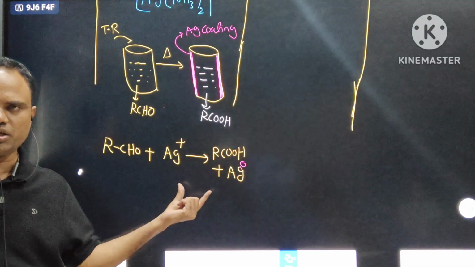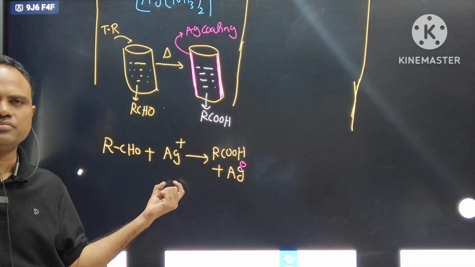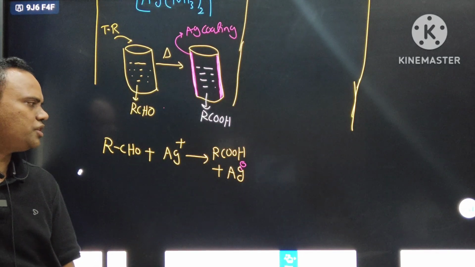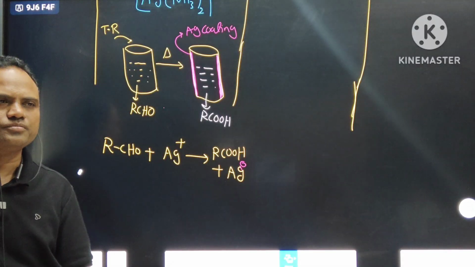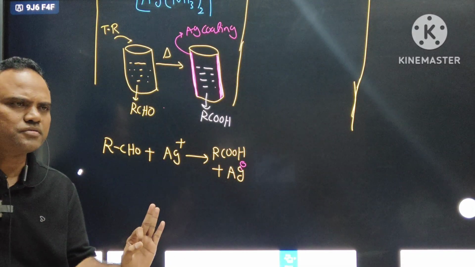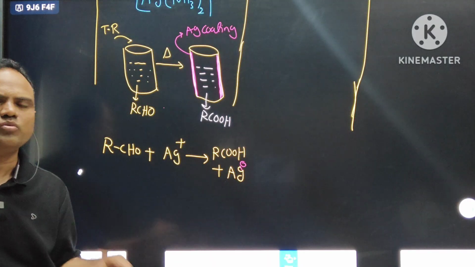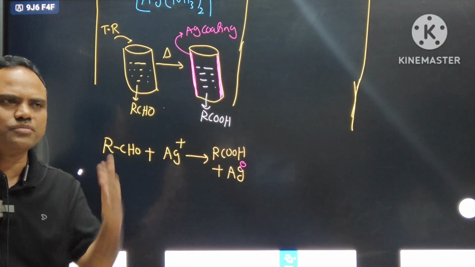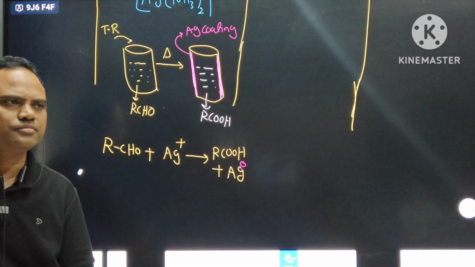During Tollens reagent reaction, we can see this. RCHO to RCOOH, Ag+ to Ag. These are the reactions. What is the active species? [Ag(NH3)2]+. What happens when we heat aldehyde with Tollens reagent? After some time, silver coating is formed, right?